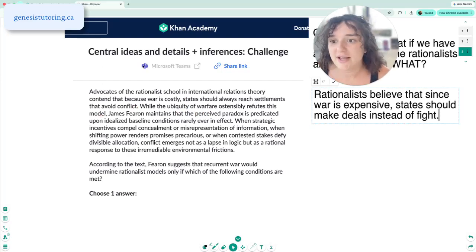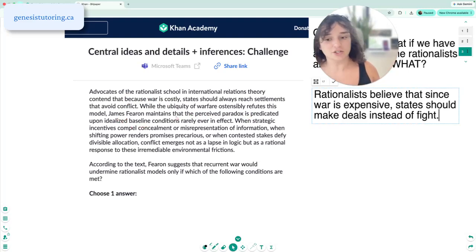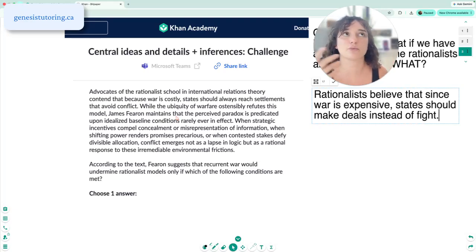Now, Fearon is saying that this is only a perceived paradox, so it only looks like a contradiction, or in other words, it only looks like we're going against what the rationalists think. And the reason he thinks we're not actually going against what the rationalists think is because their idea is based upon these ideal conditions that are necessary in order to make a deal that are rarely ever met.